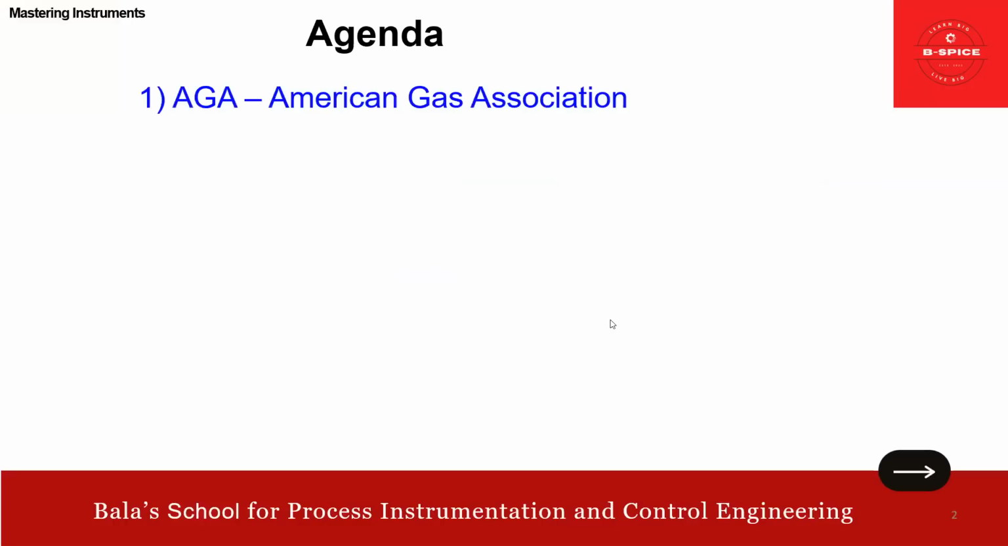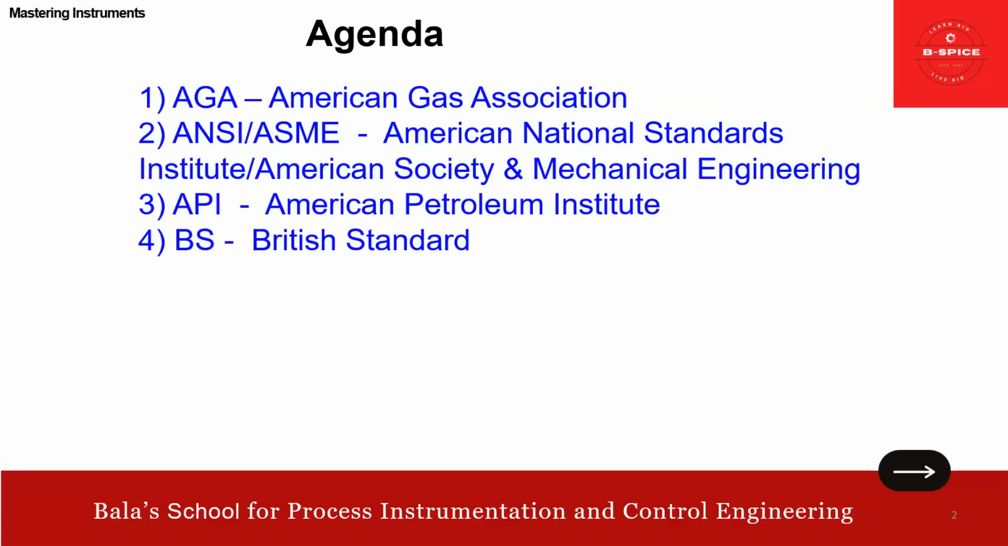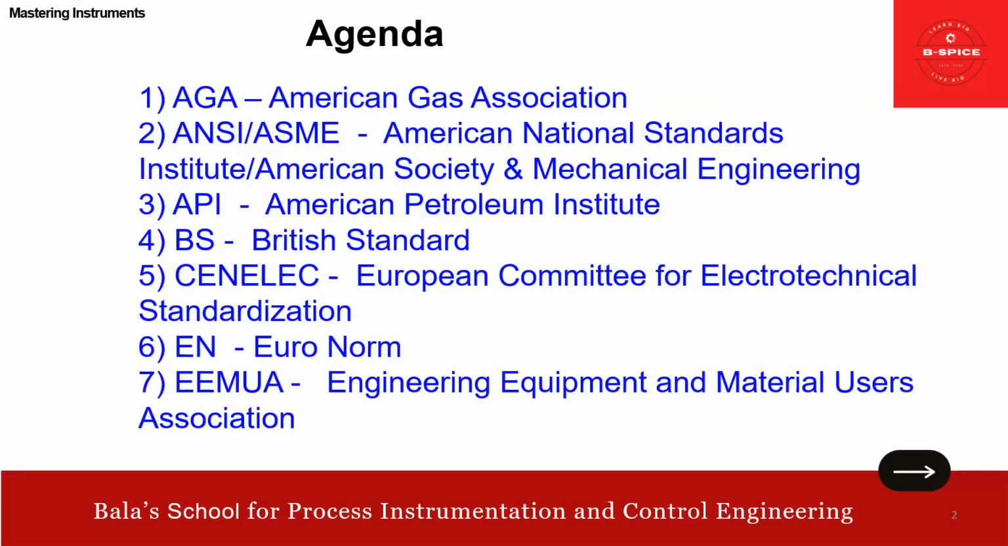Let's move on with the agenda. American Gas Association, AGA. Second, ANSI, ASME, American National Standard Institute, that is ANSI. Then ASME, American Society of Mechanical Engineers, that is ASME. Then API, very important for instrumentation, American Petroleum Institute. Then BS, British Standard. Then CENELEC, European Committee for Electrotechnical Standardization. Then European norm. Then finally EEMUA, that is Engineering Equipment and Material Users Association.